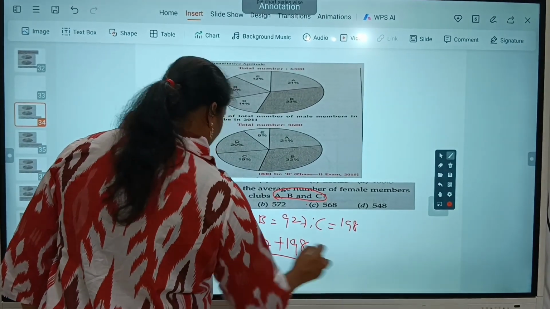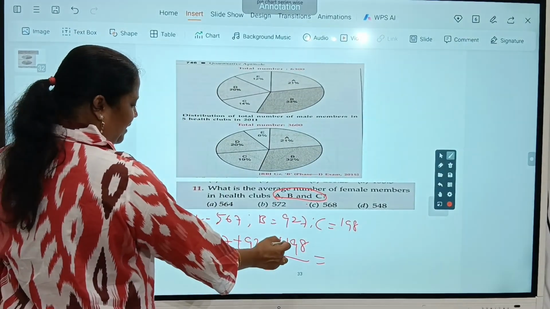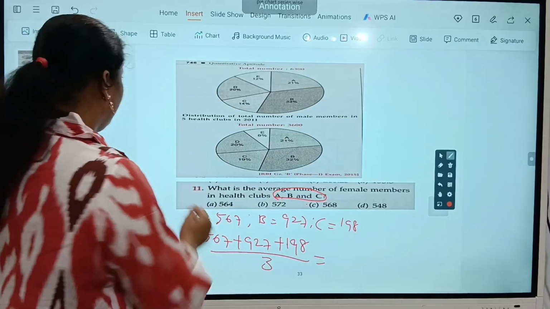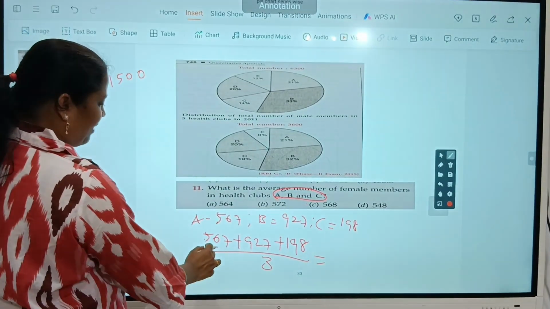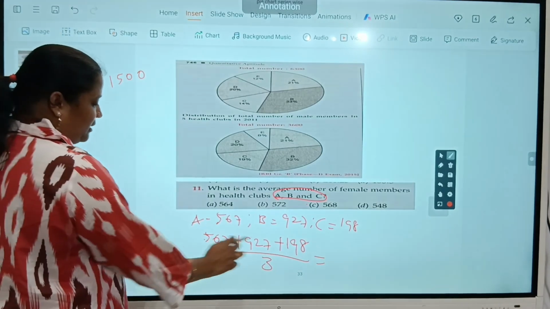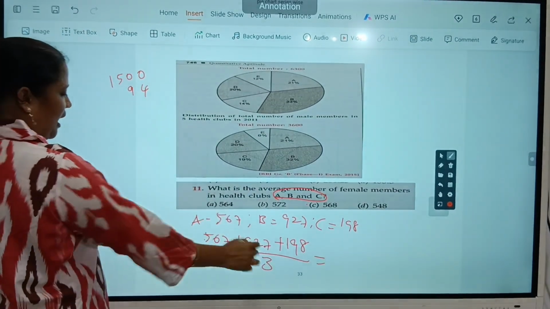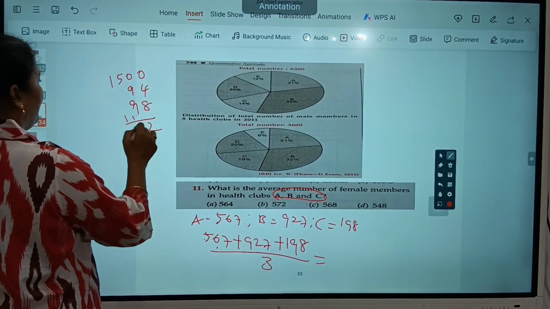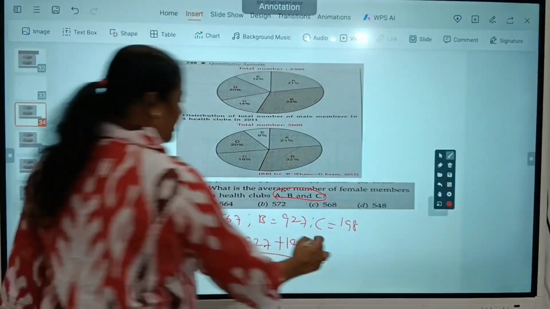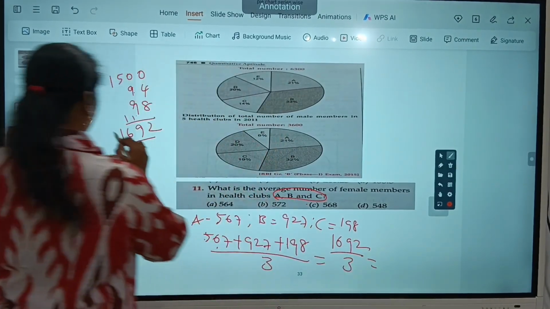Average is nothing but 500 plus 900, 1400 plus 100, 1500. 1500 plus 67, 27, 74, 94, 98. So 12, 9, 9, 18, 19, 6. This is nothing but 1692. This will be divided by 3.